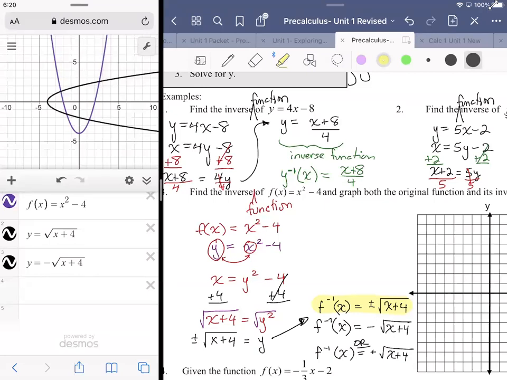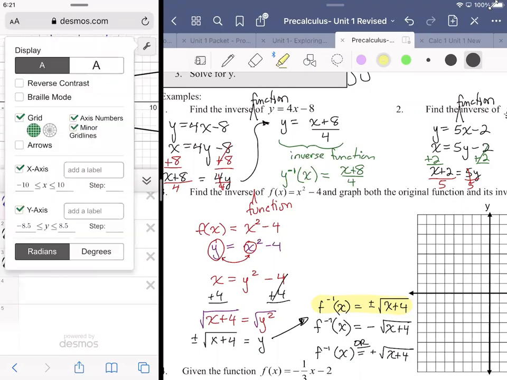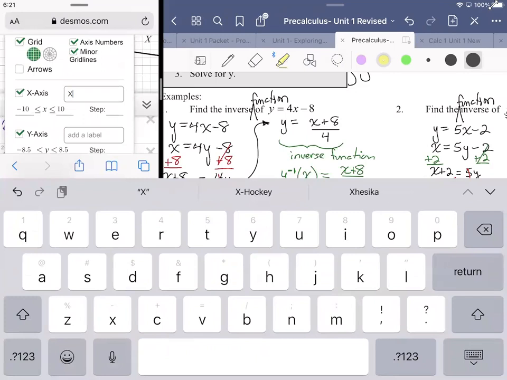Right. So if you think back to any kind of instance in the past where you had to create a graph, almost always you had to have some kind of labeling in order for it to be an appropriate submission. So first off, I'd want to label my x and y axes. For the x-axis, I'll type in x. Y-axis, I'll type in y.